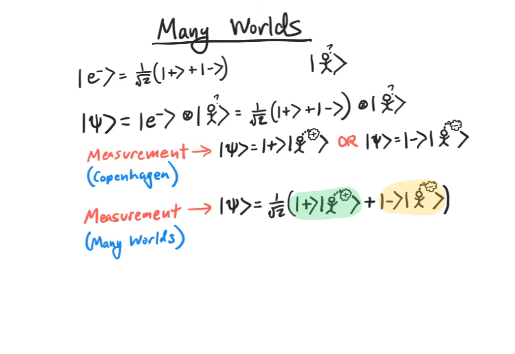We start out with a universal wave function in which the state of the electron and the state of you are independent of each other. But then when you go and look at the electron, the state of the electron and your state become entangled with each other. Once that happens, we essentially create branching histories.